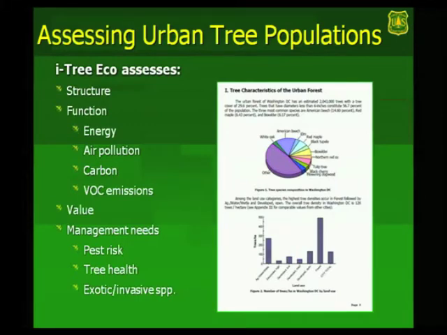And then it looks at the various functions or ecosystem services such as energy conservation, pollution removal, carbon storage or carbon removal annually, and volatile organic emissions. It ascribes a dollar value to these ecosystem services, and it also looks at various management aspects such as pest risks, what proportion of your forest is susceptible to Asian longhorn beetle, gypsy moth, emerald ash borer, Dutch elm disease. We're currently working, these last few weeks right now, to expand that database up to about 30 or so pests. So you'll have more of that type of information.